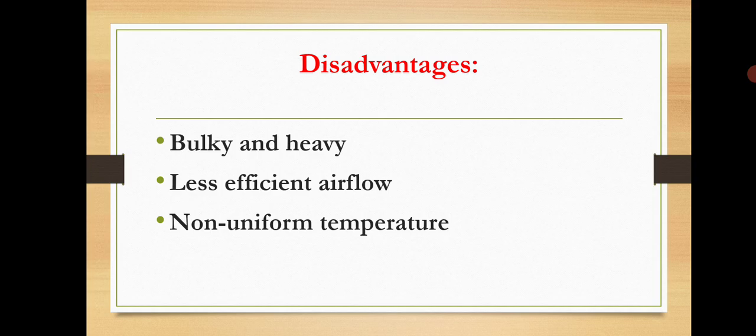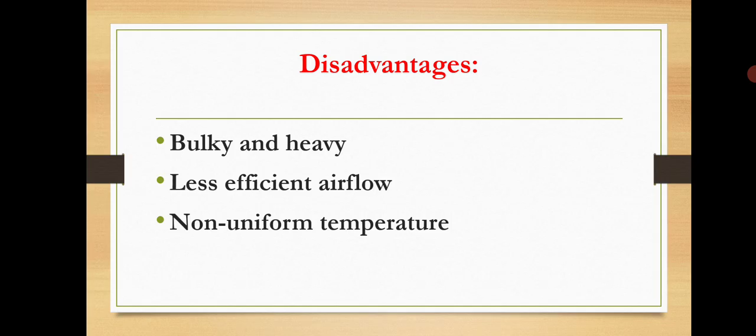Third point, non-uniform temperature. Each can operates separately. Temperature may vary from one can to another. This can lead to uneven heating and performance imbalance during combustion.